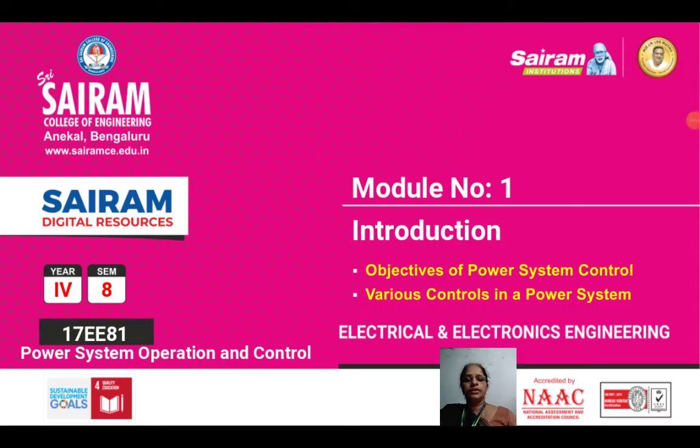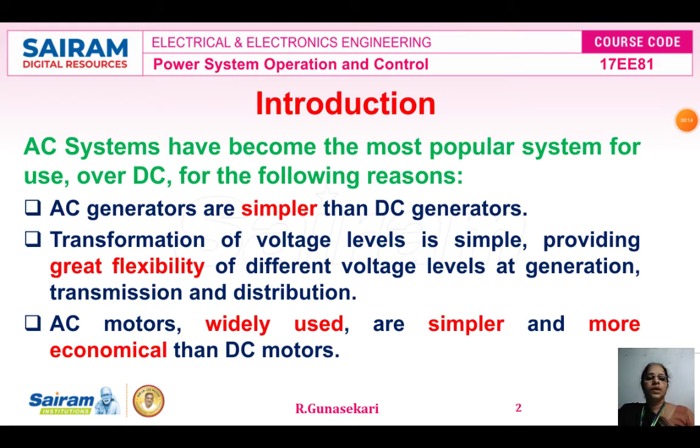Dear student, in this lecture video, we study the objectives of power system operation and control, and the various controls used in the power system. First, an introduction to power system operation and control. There are two power systems, the AC power system and the DC power system. All the power systems are interconnected, and this is called an interconnected power system.